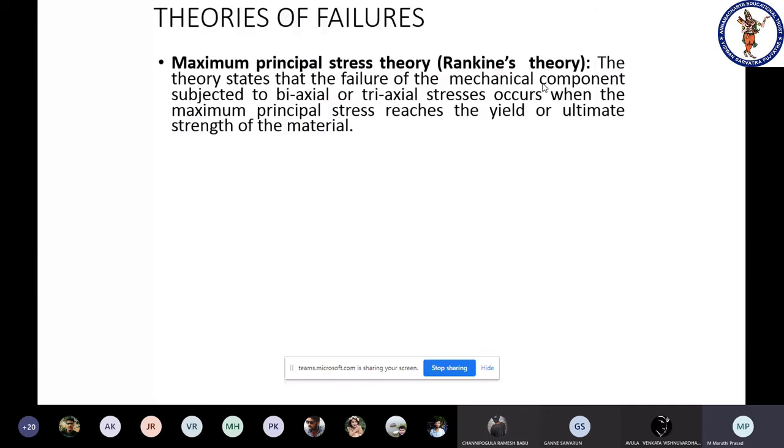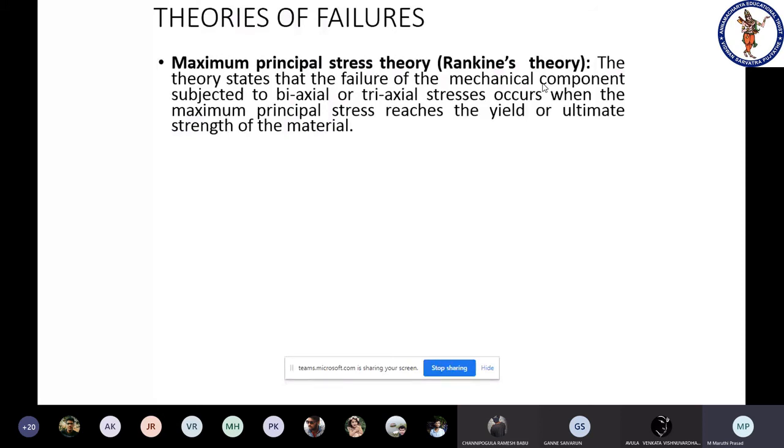Due to that, whatever may be the resultant stress induced in that particular body, failure occurs whenever it reaches the yield or ultimate strength of the material. What are this yield strength and ultimate strength? They are the properties of the material which we have calculated from standard tests conducted in the laboratory. For each and every material, we have the properties.